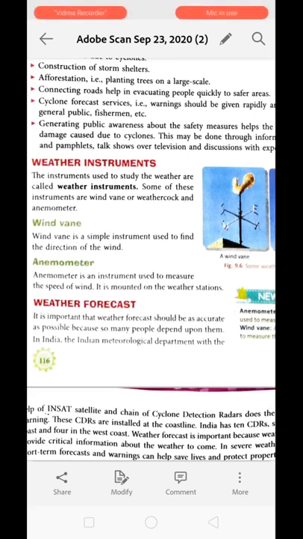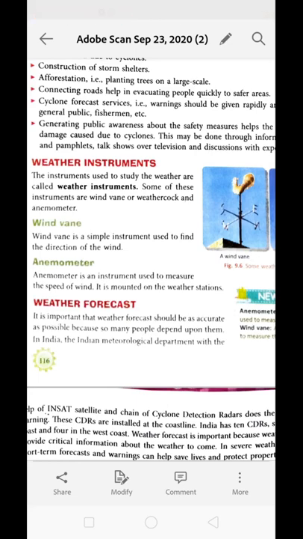In India, the Indian Meteorological Department, with the help of the INSAT satellite and chain of cyclone detection radars, does the forecasting and warning. The CDRs, meaning cyclone detection radars, are installed at the coastline of India. India has 10 CDRs, 6 on the east coast and 4 on the west coast.